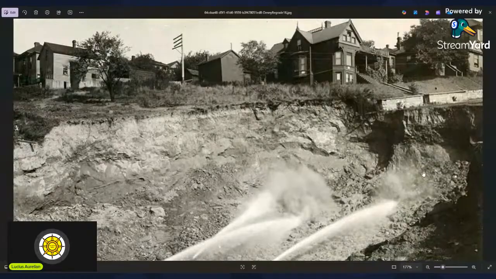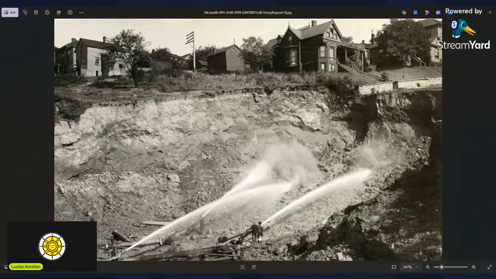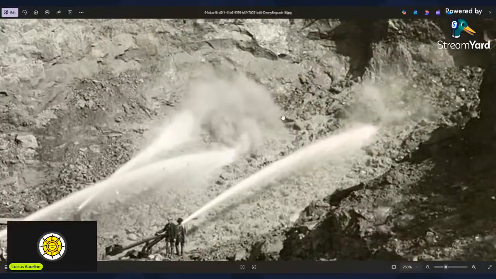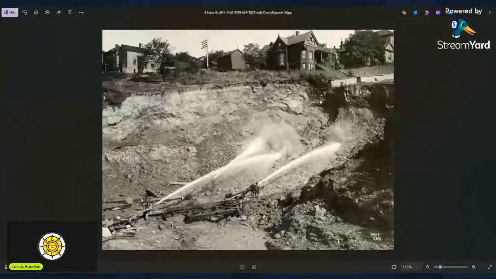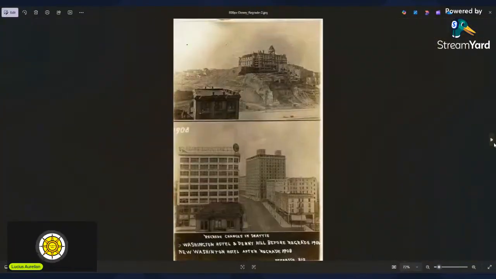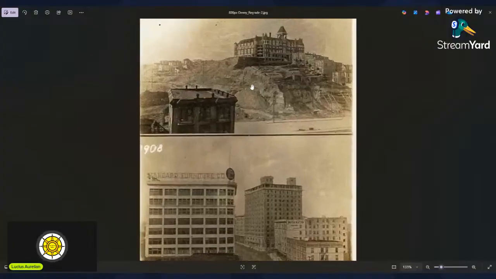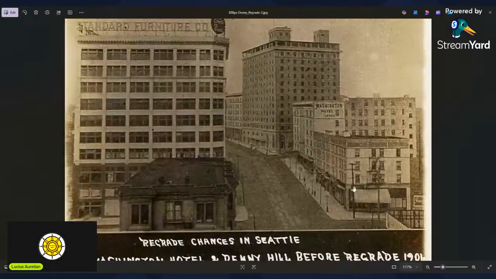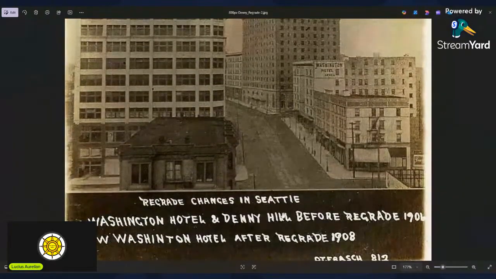It was the 1890s, the early 1900s. Okay. We have these super high pressure hoses that we use just to wash everything away. Okay. Well, darn. Why didn't they think of that in Omaha or Kansas City? And you can see the differences here. They claim they had to move this entire hotel, and then they removed that hill, I guess.